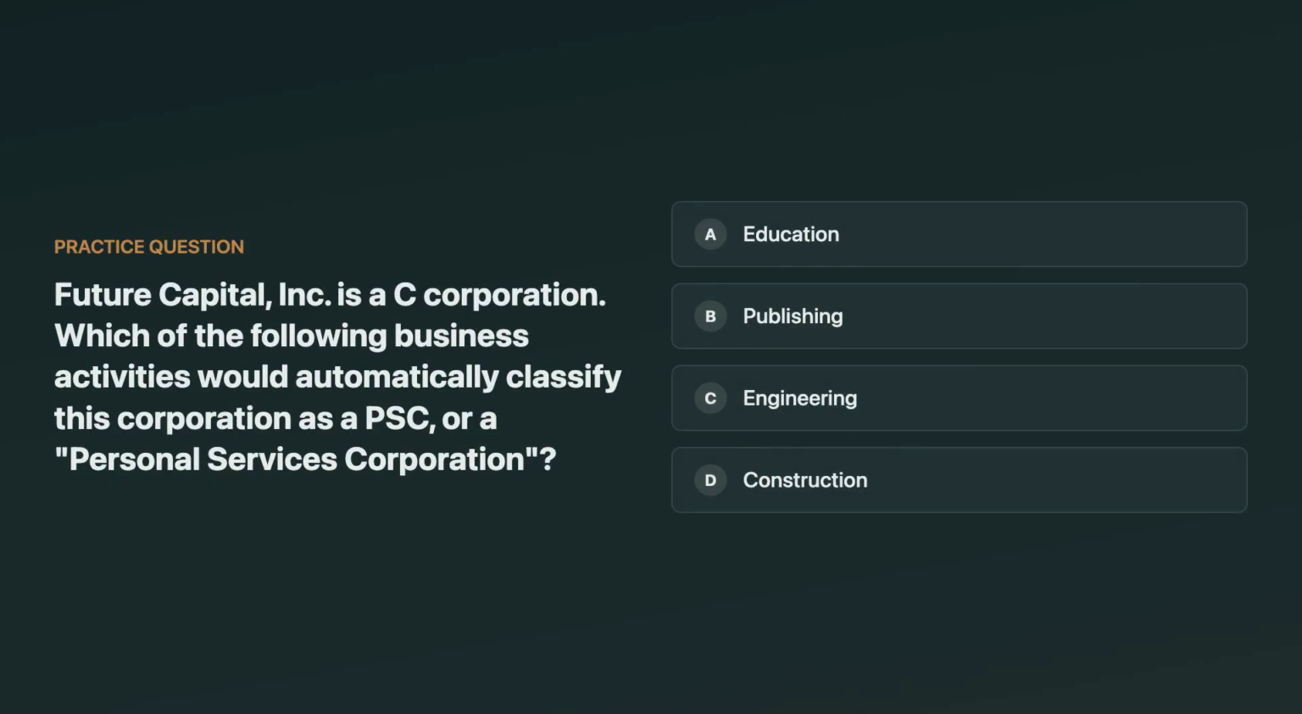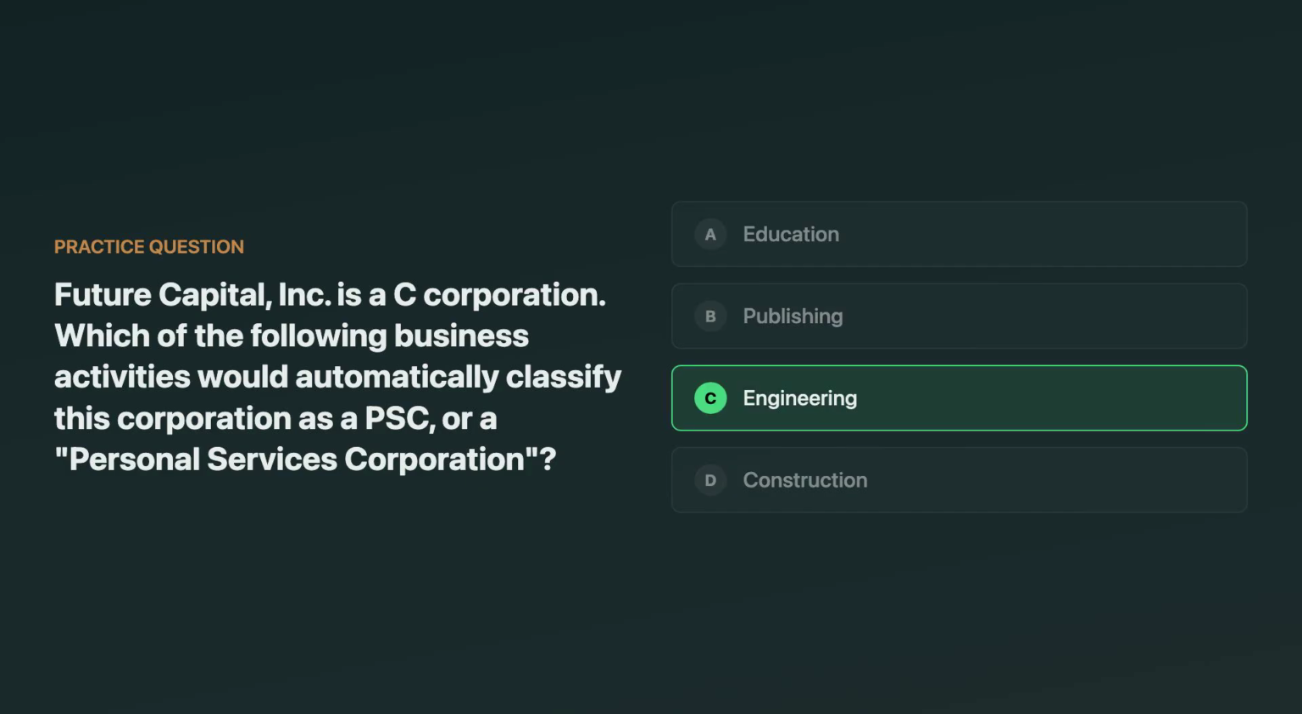Future Capital Incorporation. Which business activity would automatically classify the corporation as a personal services corporation, a PSC? The options include education, publishing, engineering, and construction. Think about which one is on the IRS's enumerated list of personal service fields.